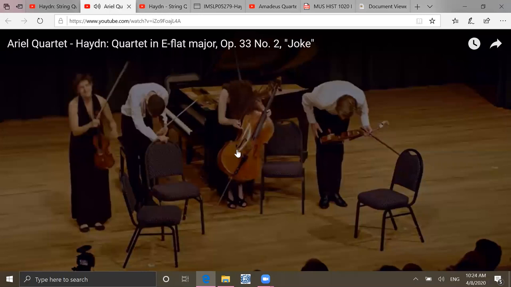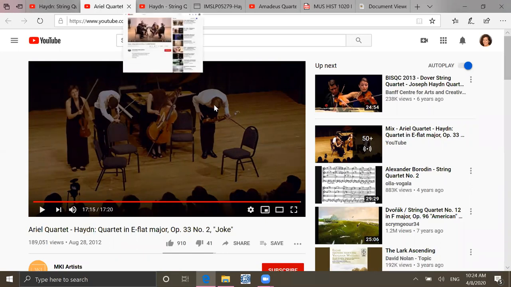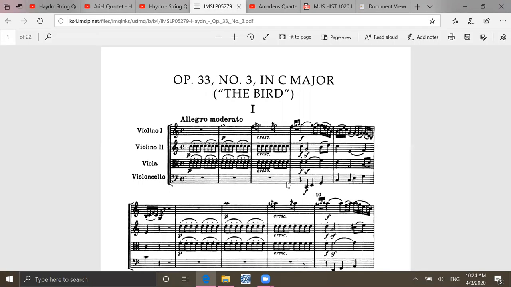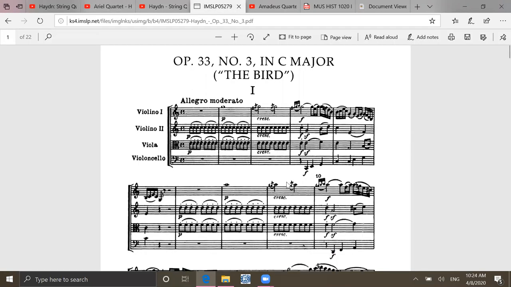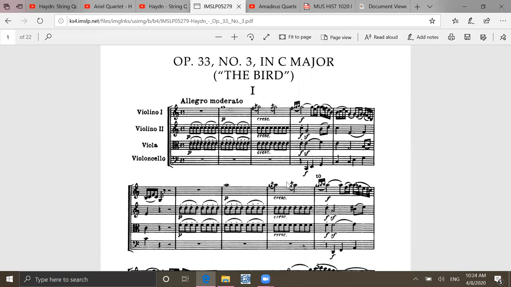Definitely get a sense of the joking aspect of Haydn's writing. So we can go more in depth with looking at motivic development when we actually hold score. We're still in Opus 33. What we heard was from number 2, the joke, and this is number 3, the bird.